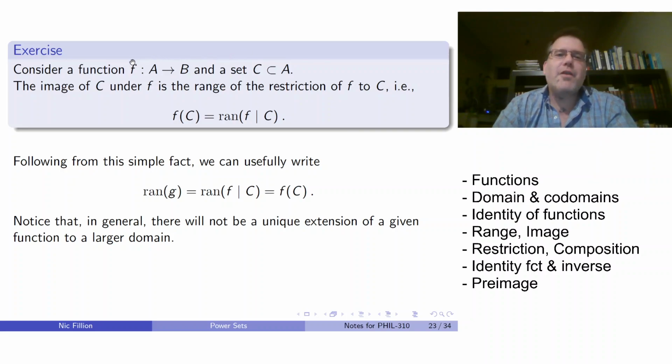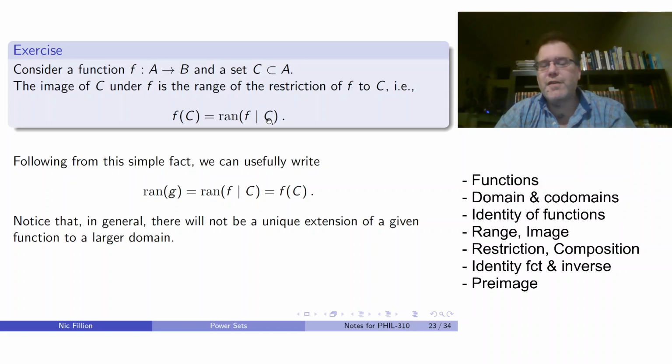So let's take a function from A to B. That's a little exercise that I have in the notes to make you play with that definition. And take C to be a subset of A. Okay. Now think of the image of C under f, and you're going to see that it's exactly the range of the restriction of f to C. So the image of C under f is the range of f restricted to C.